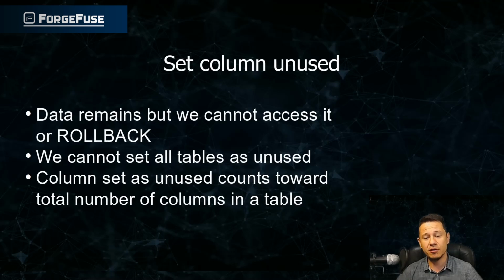And if we recall, the maximum number of columns in a table is 1000. If we set a column in a table to unused, it still counts towards the total number of columns in a table. For example, if we had 10 columns in a table and we set 2 unused, the total number of columns in the table will remain as 10 until we drop them. Let's go to an example to see how this works.